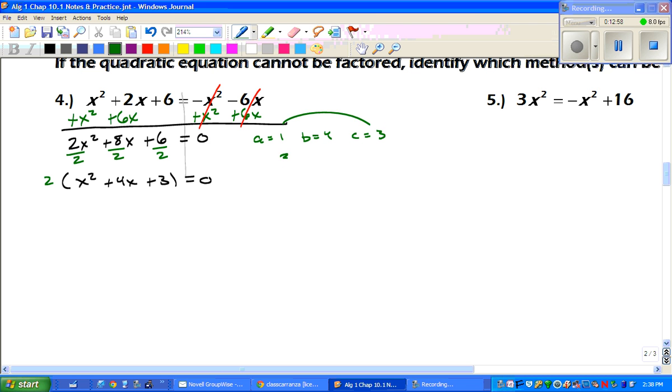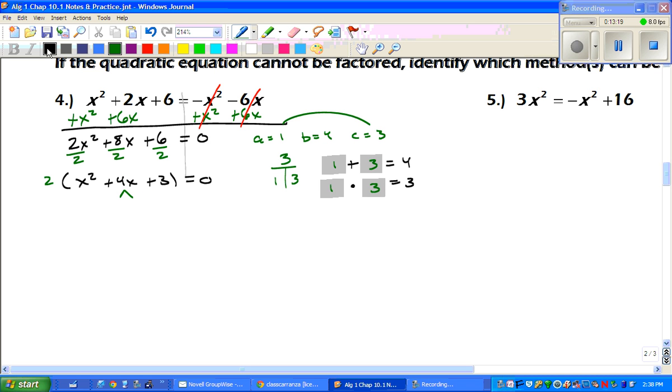So the factors of 3 are just 1 and 3. So out of those, which numbers add up to 4 and multiply to 3? Hopefully you're not thinking too hard on this one. It's just 1 and 3.